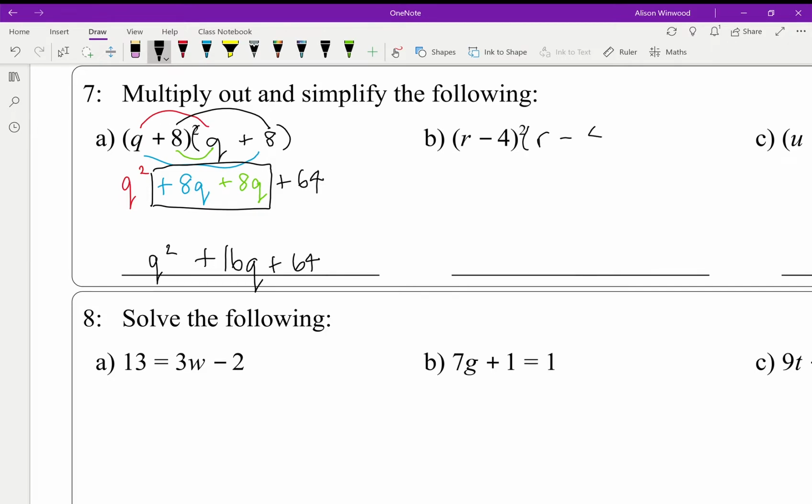So rewrite the bracket, firsts, outers, inners, last. Negative multiplied by negative is positive. Then simplify, putting the middle two terms together.